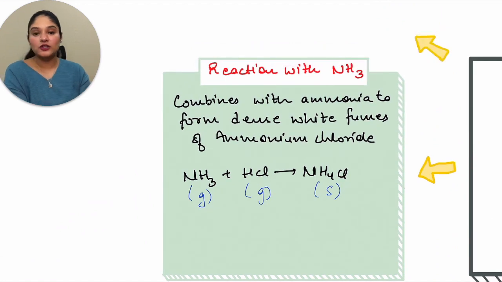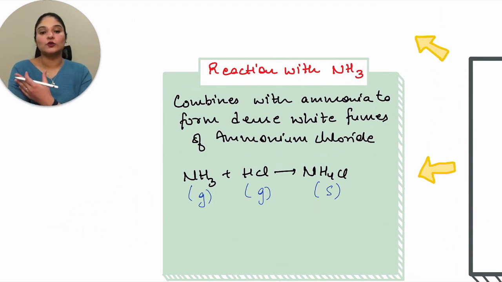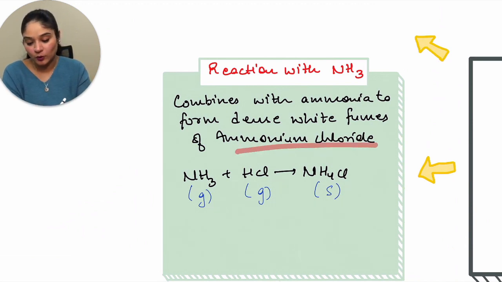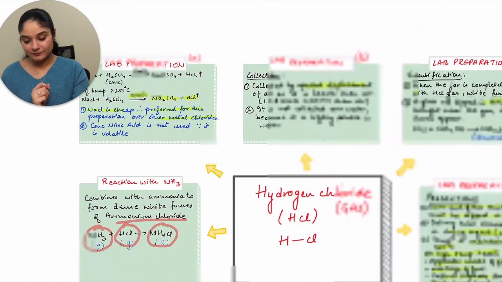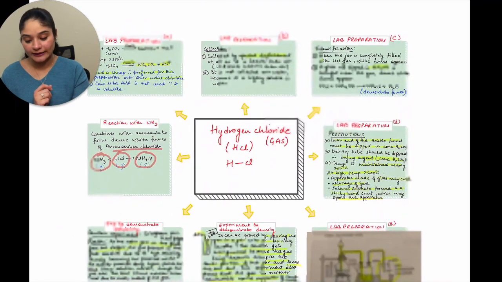This is reaction with ammonia. So HCl reaction with ammonia. So HCl combines with ammonia to form dense white fumes of ammonium chloride. NH3 plus HCl gives NH4Cl. This is also an important answer for a question when two colorless gases combine to give you a solid or a colored solid. So ammonia plus HCl gives you NH4Cl. So this was it for your HCl gas.